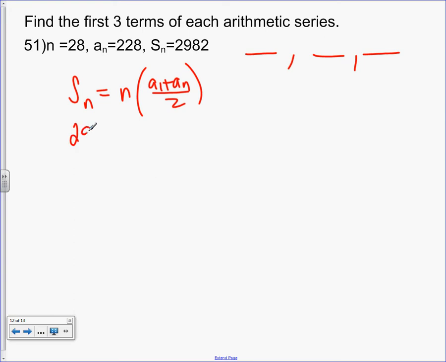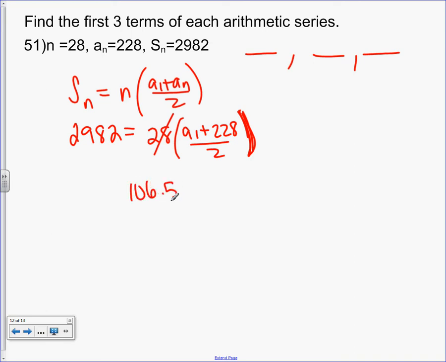So 2,982 equals 28 times a sub 1 plus 228 over 2. Is everybody okay with what we just did? What do we do now? Divide by the 28. Very good. So when I divide by the 28, it cancels out here. And what do I get on the left side? 106.5. I don't know. I didn't write any of this down.